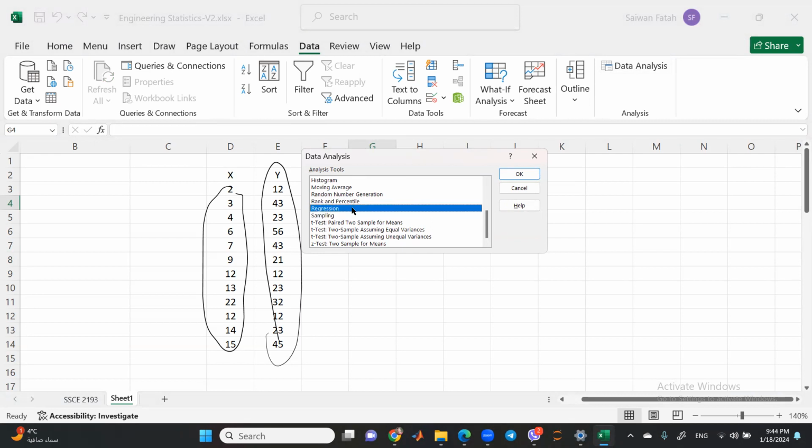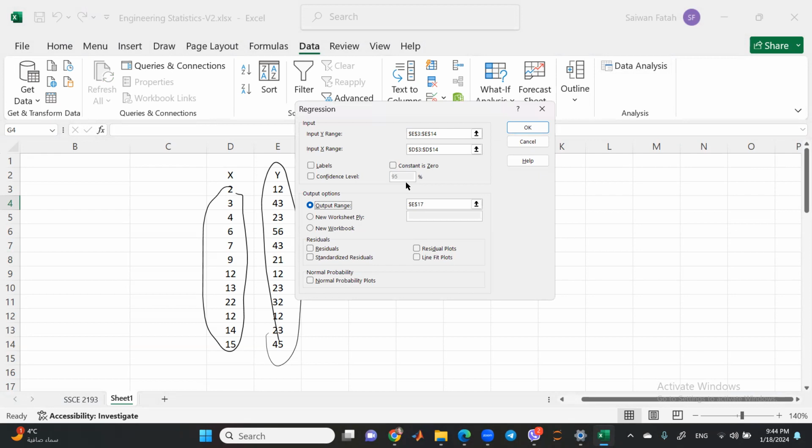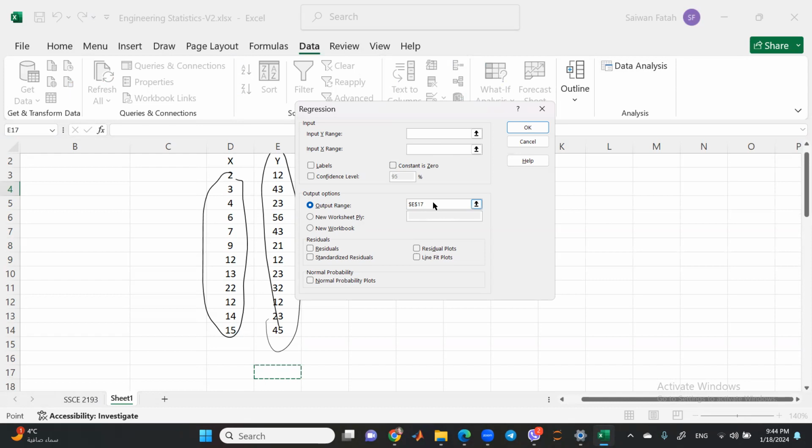Choose regression. That's it. Select regression and then okay. We get this one. Now, if there is anything here, delete these. Okay. Maybe that's empty also. Once you open the Excel for the first time, it's open.